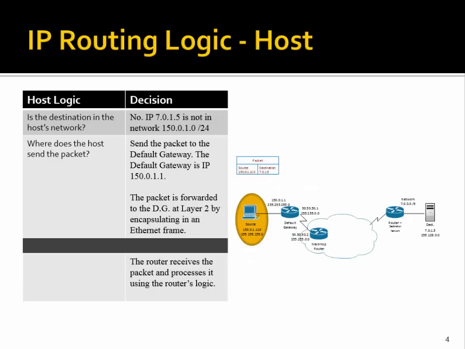So let's look at that routing logic in this example. The packet is being sent from source 150.0.1.110 to destination 7.0.1.5. The host will examine the destination IP address and determine if it's within the range of IP addresses assigned to the host network. How does the host know what's within the range of IP addresses of its network? It does so by looking at its own IP address and the subnet mask.